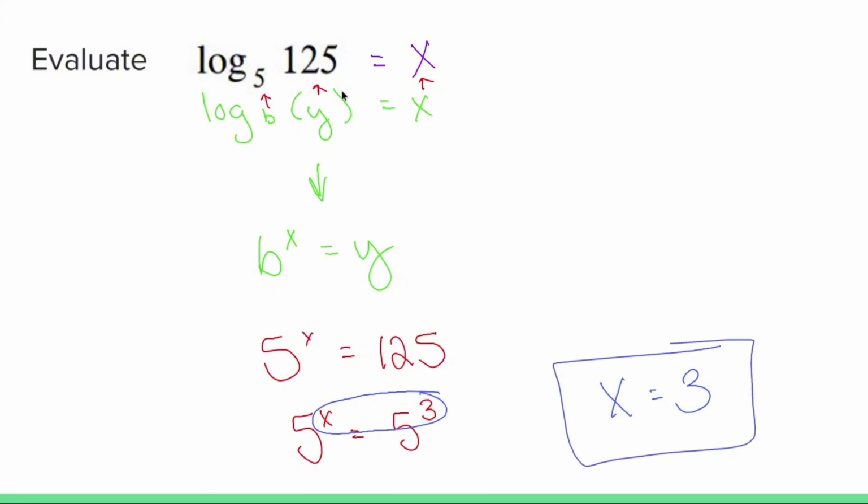So what is log base 5 of 125? It's just 3. So maybe I should have just circled 3 and not x equals 3, because x wasn't part of the original problem, but you get the idea. The answer is going to be 3.